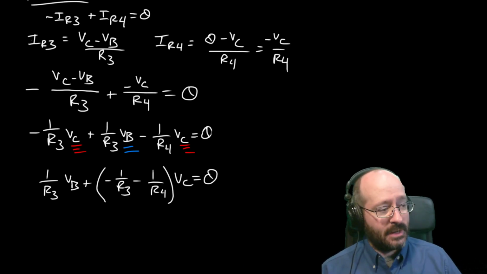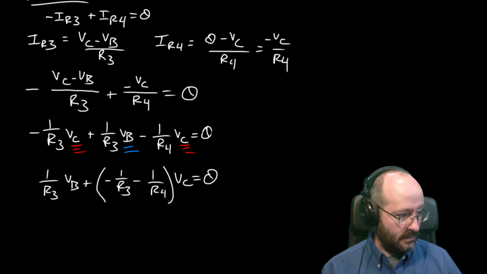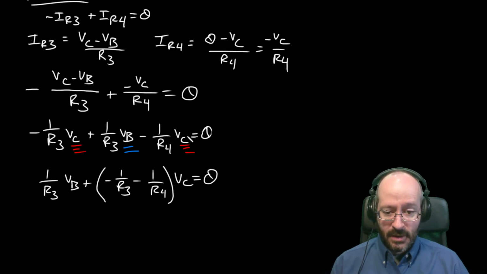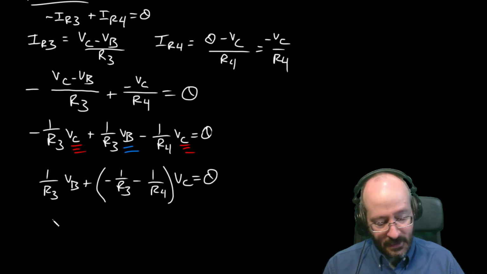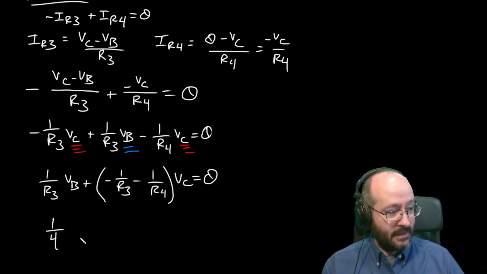Okay, plug in some values. Let me get the circuit here again. Where is it? As I scroll through my notes, you can't see what I'm doing. Sorry. Okay, so we're going to have 1 over R4. I'm sorry, 1 over R3 is 1 over 4 in front of VB.